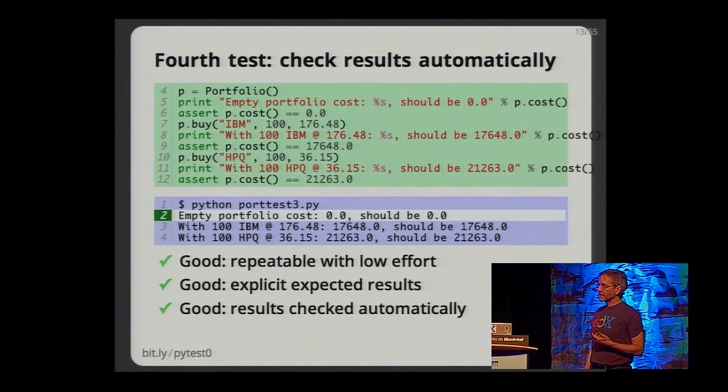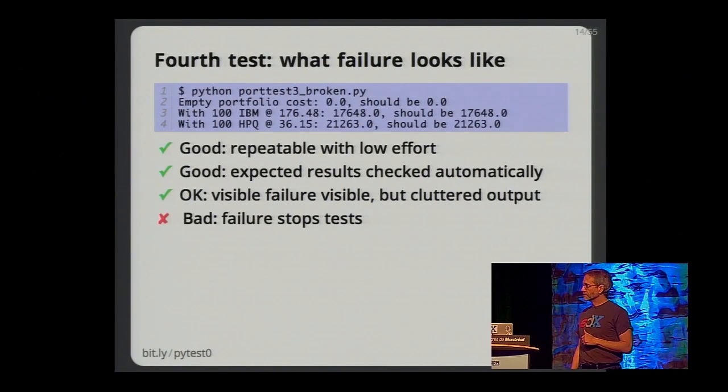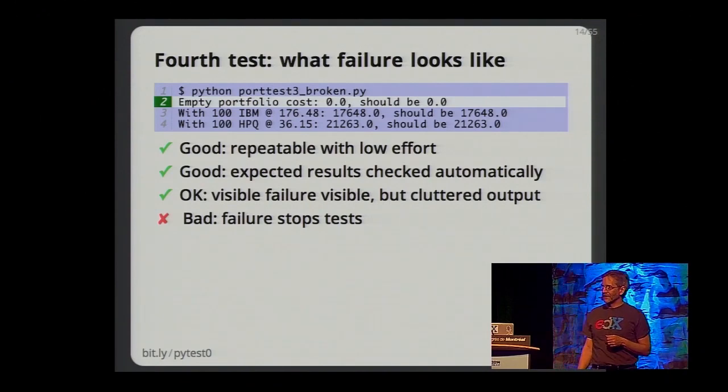Because our tests are passing, the assertion never happens. So now we have repeatable tests with low effort, we have explicit expected results, and the results are checked automatically. Good. The problem is that if the test fails, it will actually throw an assertion error, and the tests will stop. This blue code is actually incorrect.